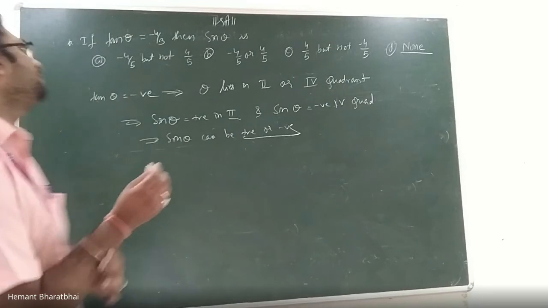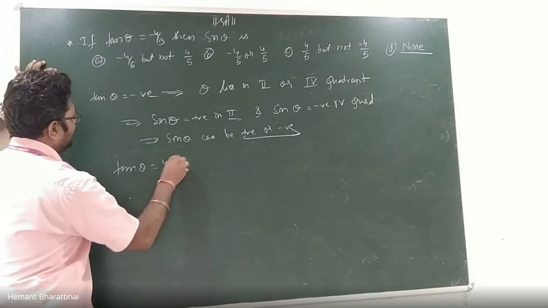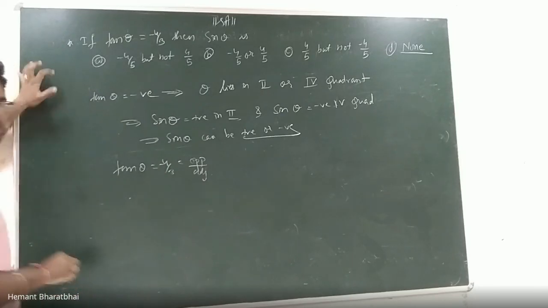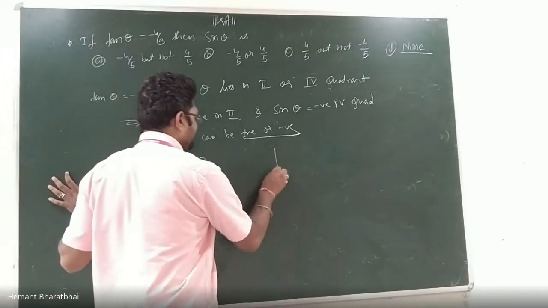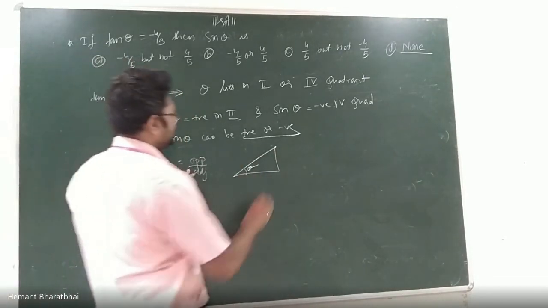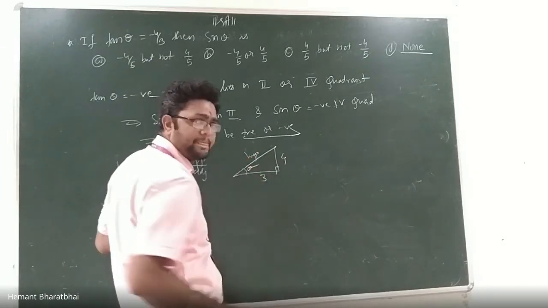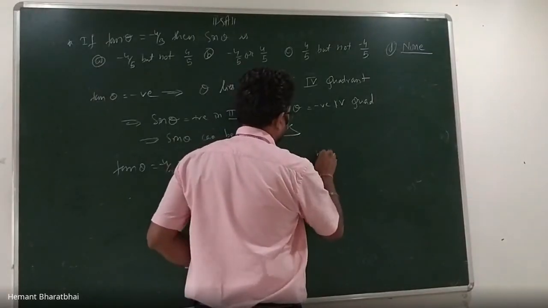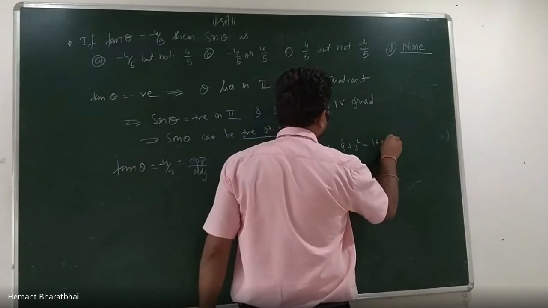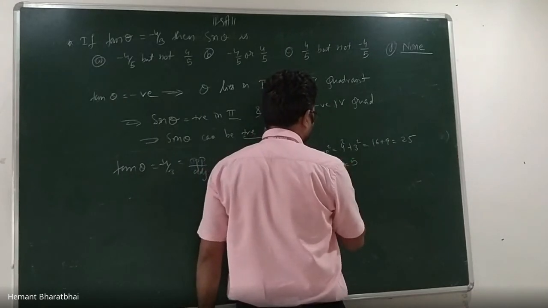Okay, now let's try to find out the value. So tan of theta is 4 by 3 in magnitude. By definition it is opposite by adjacent: opposite is 4 and adjacent is 3. If I draw the triangle, opposite is 4 and adjacent is 3. This is my hypotenuse. By Pythagoras theorem, hypotenuse square is 4 square plus 3 square, that is 16 plus 9, so that is 25. Therefore, my hypotenuse will be square root of 25, that is 5.